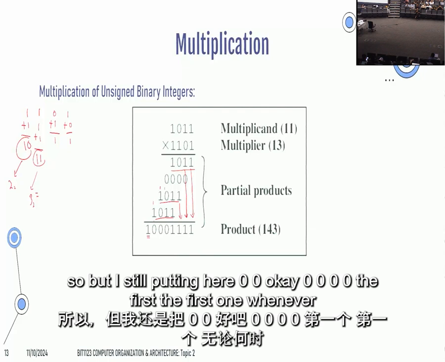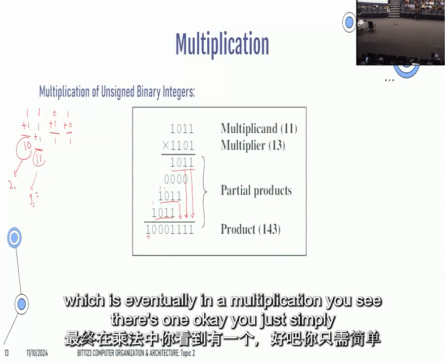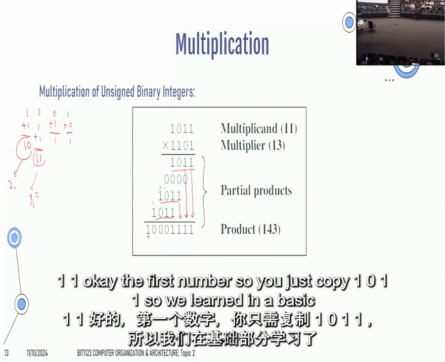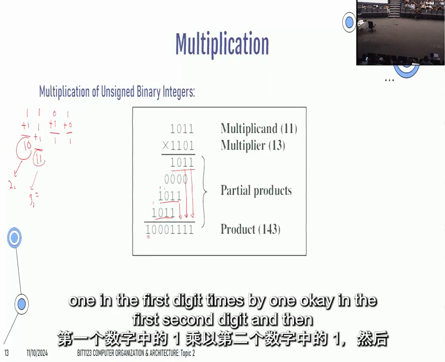This is a simple tip for you. The third digit, which is a 1 in the multiplication, you just simply copy straightforward that number. The first number here is 1011, so you just copy 1011. We learned in basic maths, 1 times 1 for the first digit, and then the next 1 times 1 for the second digit, and so on.